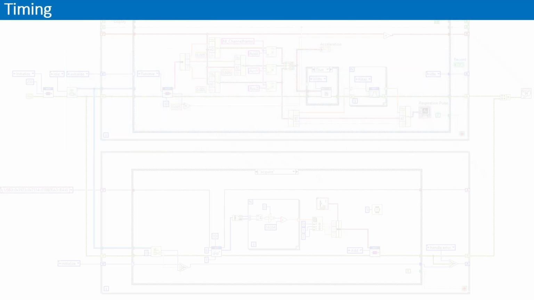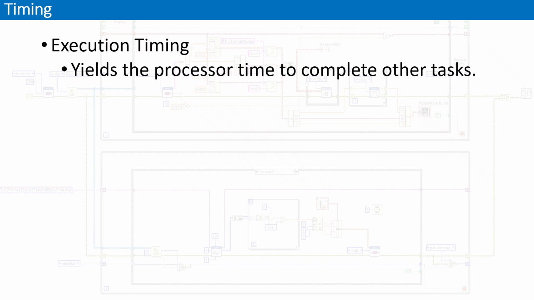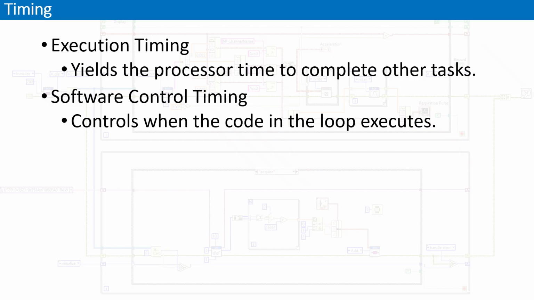Software timing control falls into two categories. The first is execution timing, which temporarily halts program execution to free the processor for other tasks, typically managed by wait functions. The second is software control timing, which ensures real-world actions occur within a specified time frame and regulates loop execution frequency through software polling.